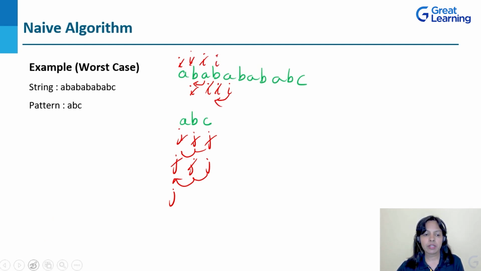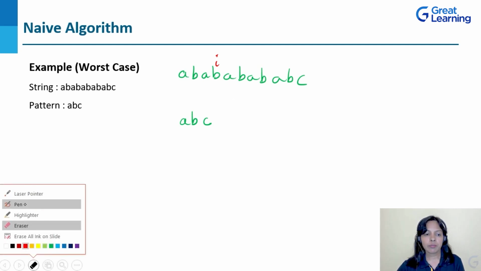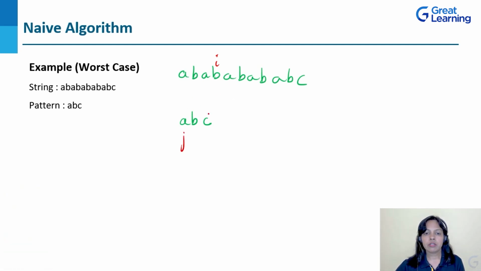Let me erase the other parts. Okay, so right now J is pointing at the beginning of the pattern, and I is pointing at B. So I'll erase all these. I hope this is clear now. So J is pointing here. Now you see, I and J will be compared. It's not matching and J is already at the beginning, so only I will be incremented. Now I and J are matching. Yes, they are. If they are both the same, then both will be incremented.